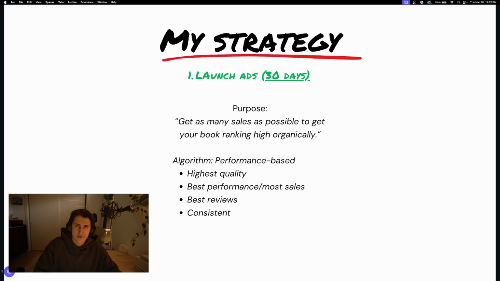However, this economy is different. The books that thrive and the books that rank high and sell well are the ones that are, of course, the highest quality, the ones that get the best performance and the most sales, specifically in that launch period. They are the ones that have the best reviews and continually get better reviews over time. If your book gets bad reviews, Amazon's not going to push it. And most important, consistency. The books that stay selling consistently over time are the ones that are going to be favored and stay ranking high.